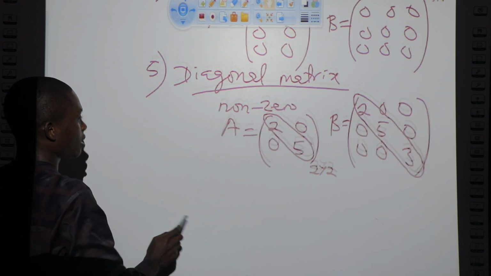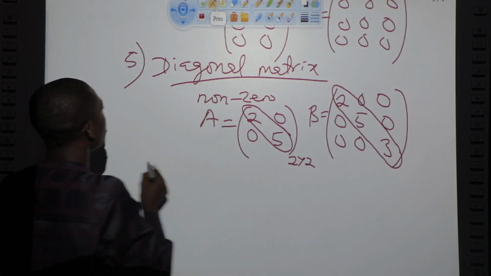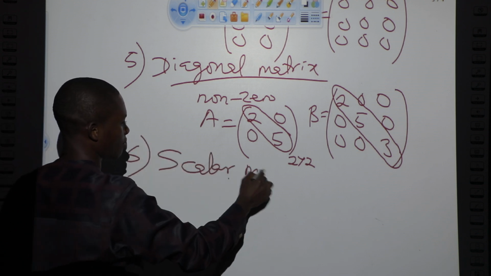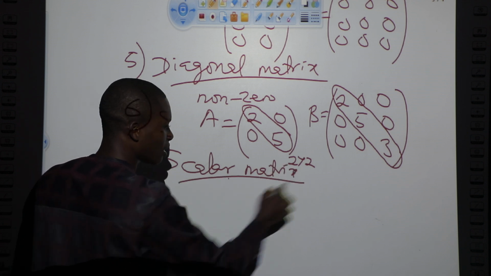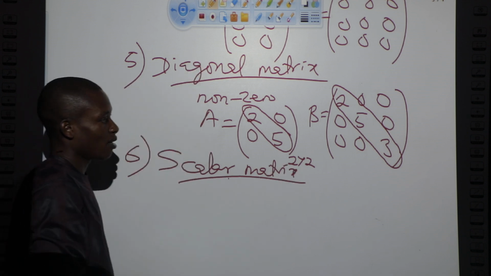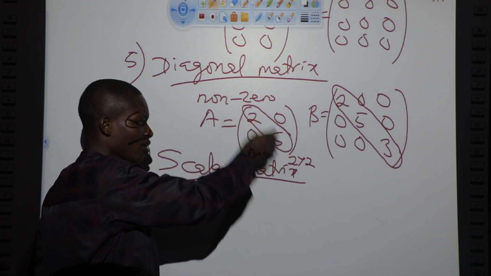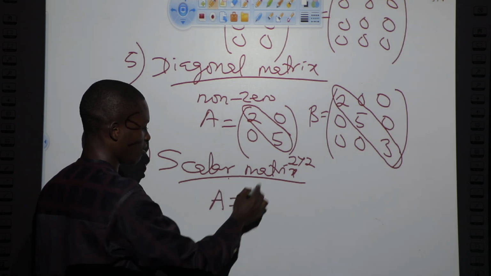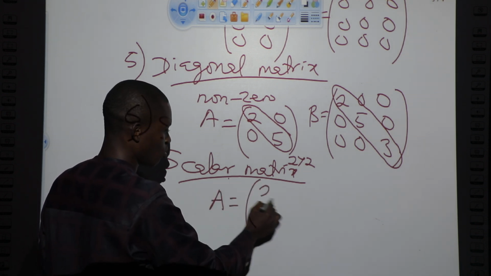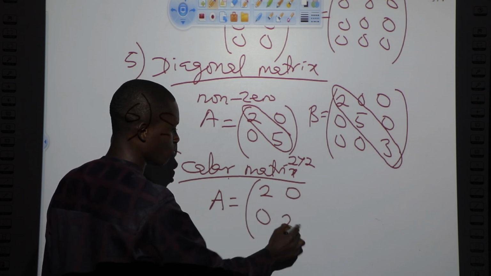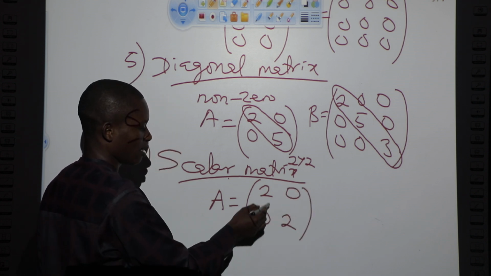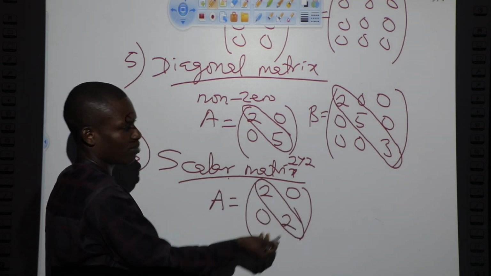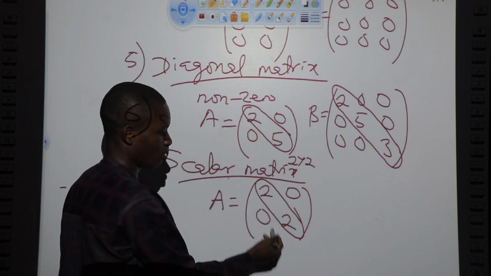Now we have another type of matrix, number 6. We call it the scalar matrix. This one is a special type of diagonal matrix in the sense that the principal diagonal elements are the same. For example, I have A to be a matrix of 2, 0, 0, 2. You can see the principal diagonal elements are the same. So this is called scalar. It's a special type of diagonal matrix. So this is 2 by 2.